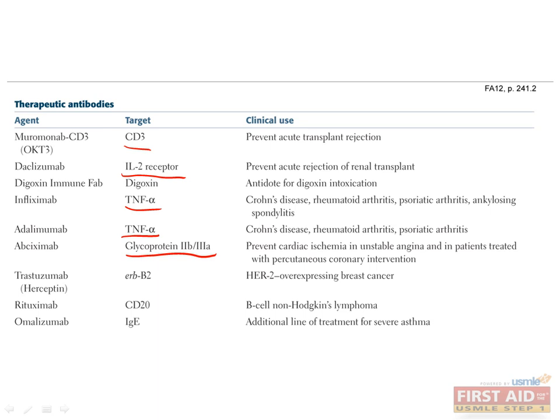Trastuzumab, perhaps better known as Herceptin, has important use in breast cancer, targeting the ERBB2 or HER2 receptor in cancers that overexpress HER2/neu. Less commonly on the boards, you may be asked about rituximab, which targets CD20 and is used in the case of B-cell non-Hodgkin's lymphoma. You may also be asked about omalizumab, which is an anti-IgE monoclonal antibody which is used to treat severe asthma.